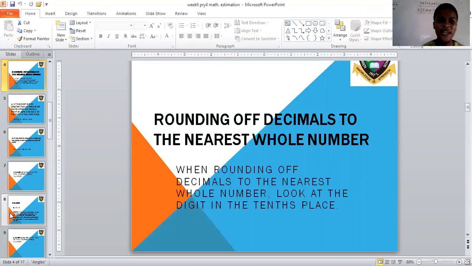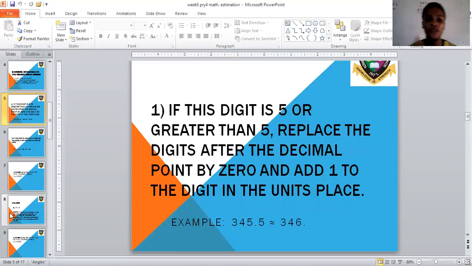So now, if you are to round off decimals to the nearest whole number, the first thing you need to do is to look at the figure in the 10th place, that is, the figure after the decimal. Number one says, if that figure in the 10th place is 5 or greater than 5, replace the digits after the decimal point by 0 and add 1 to the digit in the unit place.